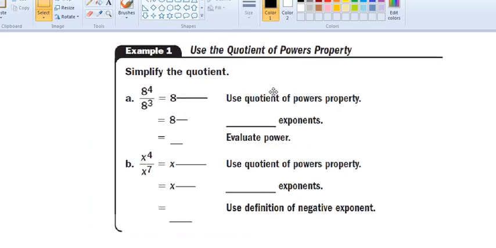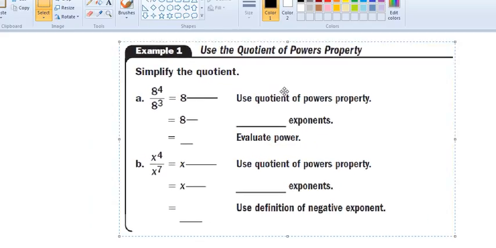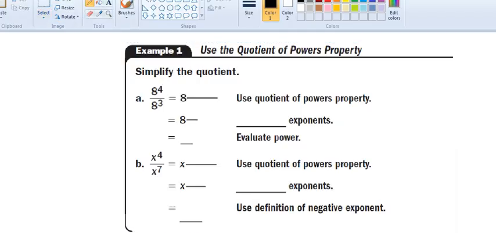So now let's use the quotient of powers property, and I'm going to write a little bit of stuff to the left that I'd like you to write. Let's start with 8 to the fourth over 8 to the third. Now, a couple things here. We're going to write this off just to the left side.